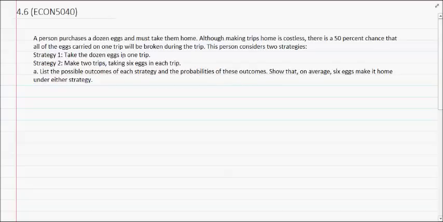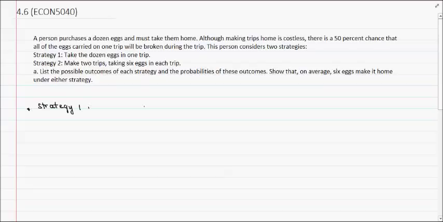Strategy 1 is taking the whole dozen eggs in one trip, and strategy 2 is making two trips and taking 6 eggs in each trip. So part one asks you to list all the possible outcomes of each strategy and the probabilities of these outcomes. Show that on average 6 eggs is going to make it home under either strategy. Okay, so we are going to go with strategy 1 first.